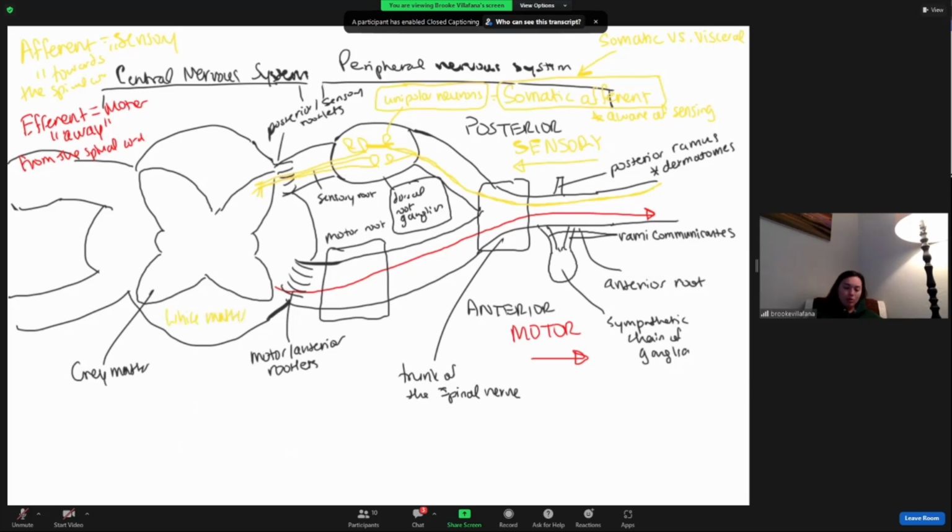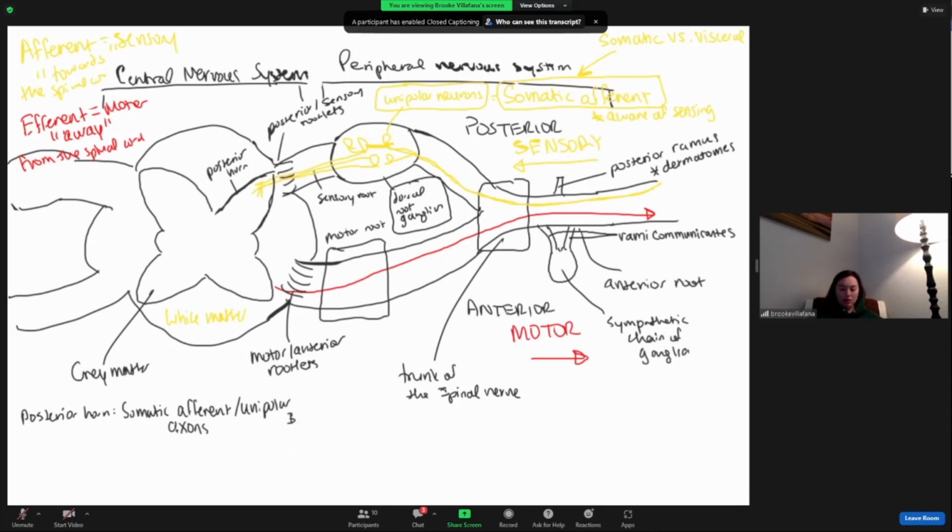Okay, the posterior horn, which is this little section here, is the posterior horn of the spinal cord. In the posterior horn, we have different structures. So we have our sensory somatic afferent axons. Those are those unipolar axons.